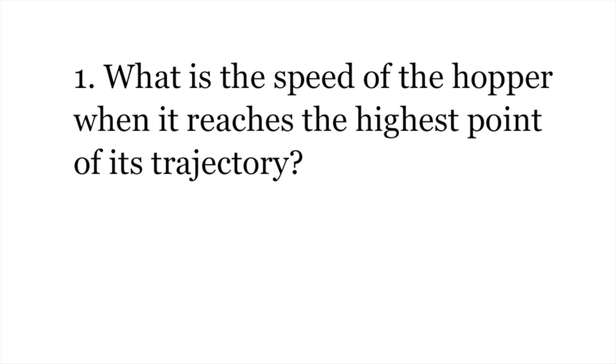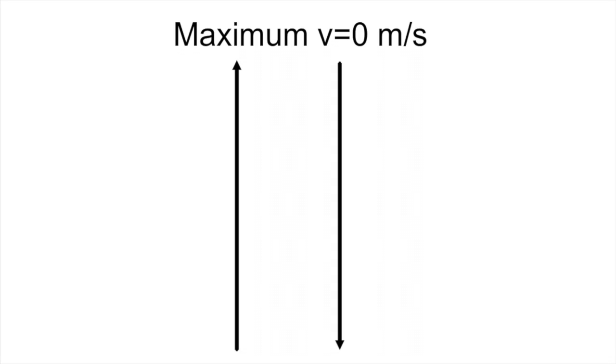Analysis question 1. What is the speed of the hopper when it reaches the highest point of its trajectory? The speed of the hopper at the highest point of its trajectory will be 0 meters per second. This is because the object is in the transition of changing the direction of its velocity from upwards to downwards.